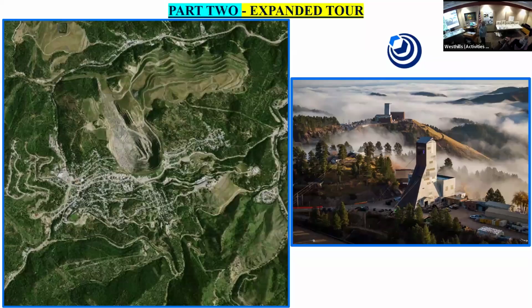And this will be an expanded tour, pretty much the same tour up until about halfway through. You can see an overview of the property with the open pit or the open cut, how big it is compared to the town of Lead, and the two head frames that are being used as we speak, the Yates and the Ross. Yates being in the background on the east, looking east towards Bear Butte.